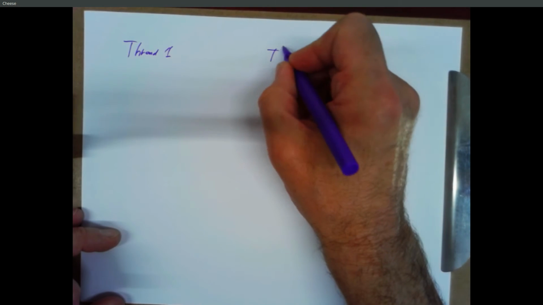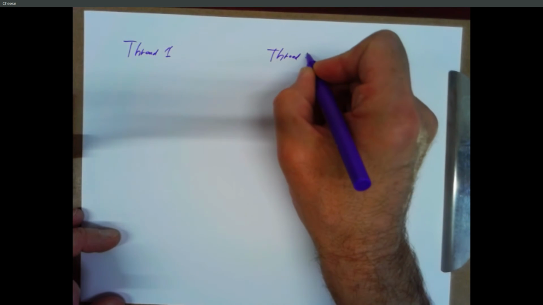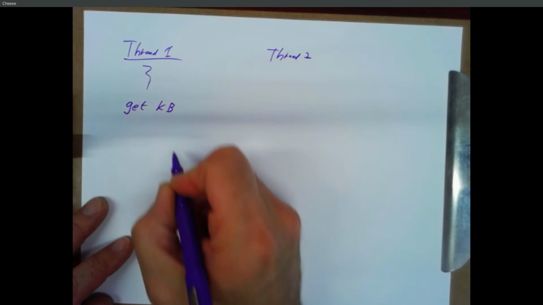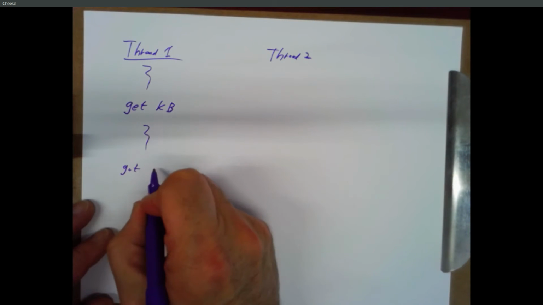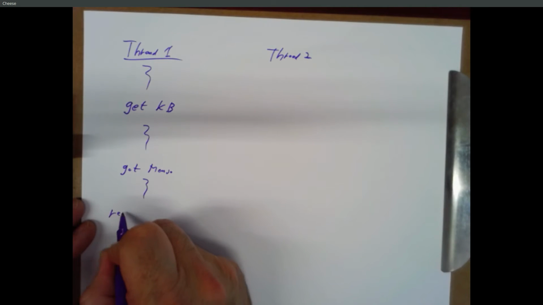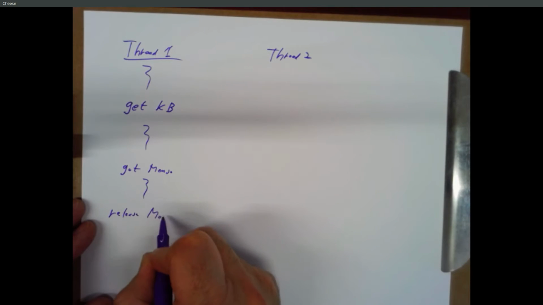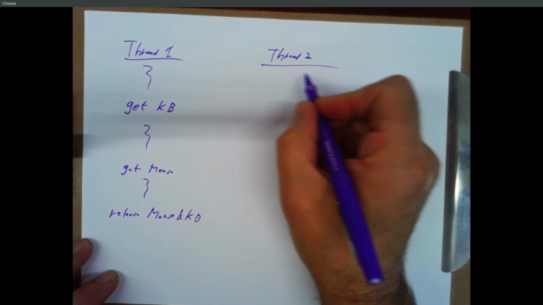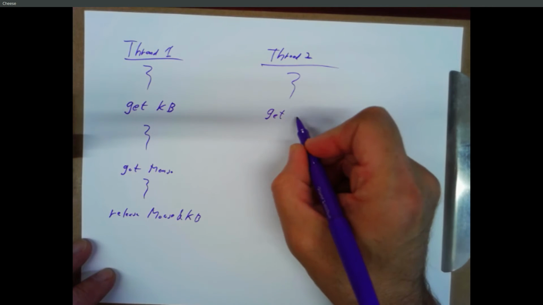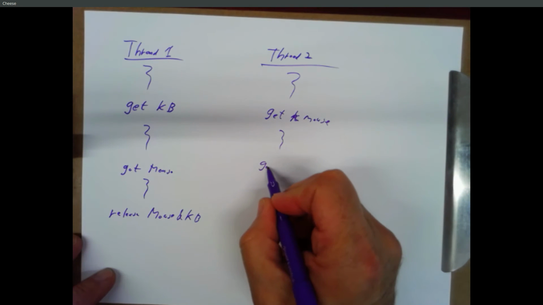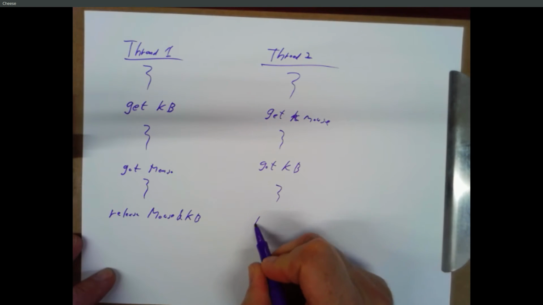So thread 1 and thread 2. Thread 1 is doing some stuff, and then it says, I need to get exclusive access to the keyboard, and then I need to get exclusive access to the mouse, and then I need to do some stuff, and then I can release the mouse and keyboard. And thread 2 is doing some stuff, and at some point it wants to get the mouse, and then do some other stuff, and then it wants to get the keyboard, and then it's going to release.